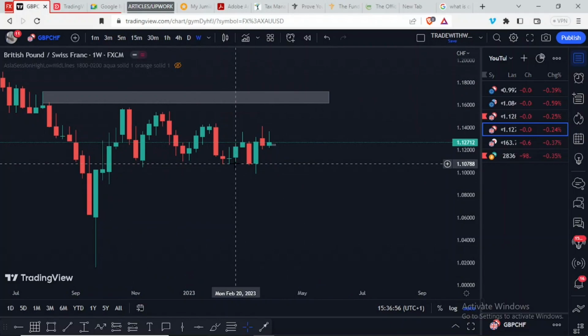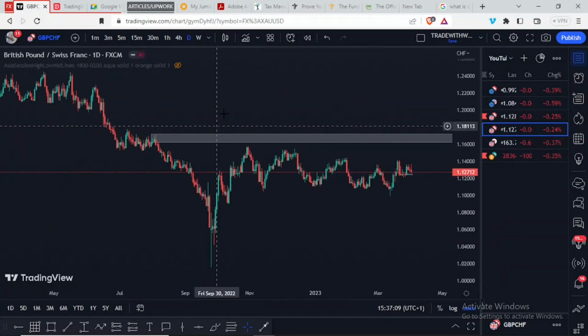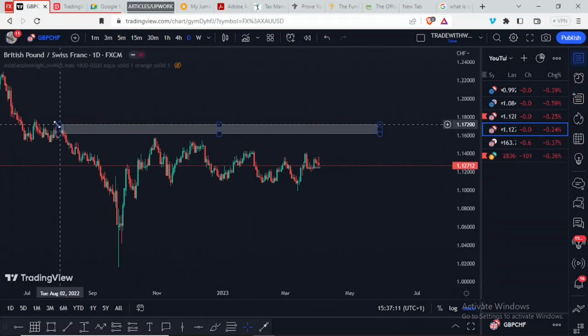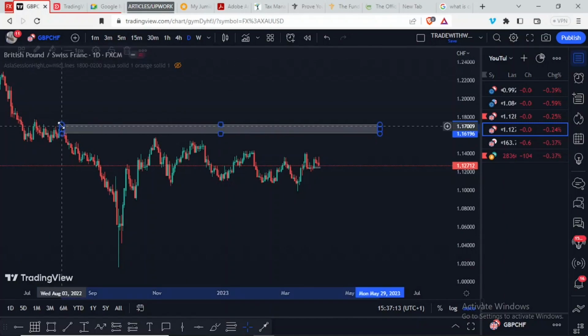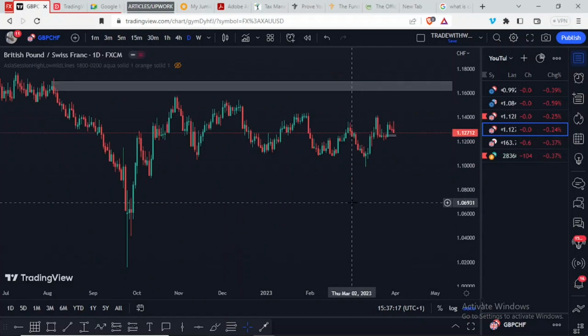Now, this is GBPCHF using smart money analysis. We have liquidity, we have a little range here, and that range has created liquidity. That is on the weekly time frame. Moving to the daily time frame, it should almost be the same thing, just that the weekly is a bigger representation of the daily, and it is still the same thing, as you can see.